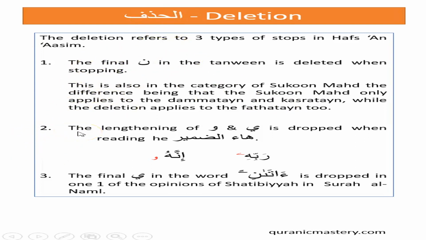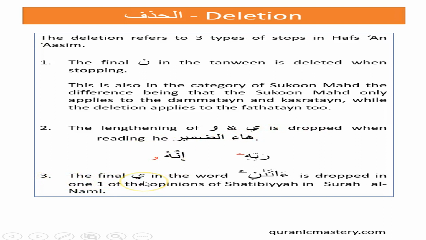Number two is the lengthening of the waw and the ya, which is dropped when reading ha al-dhamir. So when we have rabbihi, the ya is here, and innahu, the waw is there. If we're stopping on rabbih, this final ya is being deleted. And if we're stopping on innah, then this waw is being deleted. So we are deleting the madd sila sughra, the ya or the waw.